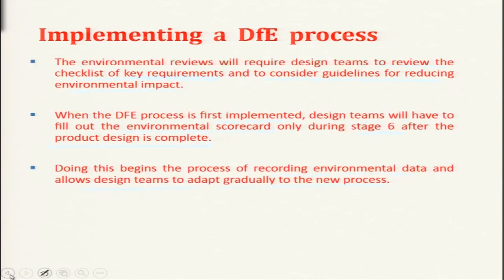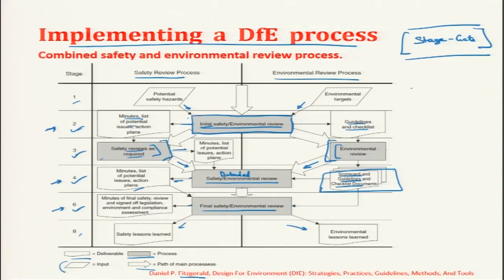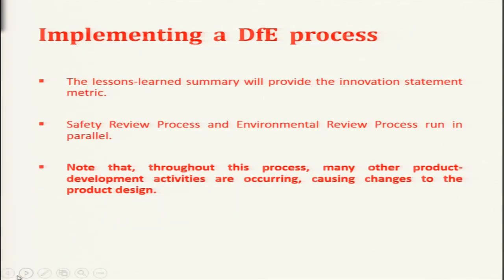What essentially is here, we will have to develop or write documents. What are these reviews? These are actually documents: initial environmental review, safety environmental review. These are the process, and the process documents are to be written. So, what are these documents? We will see in the next slides.